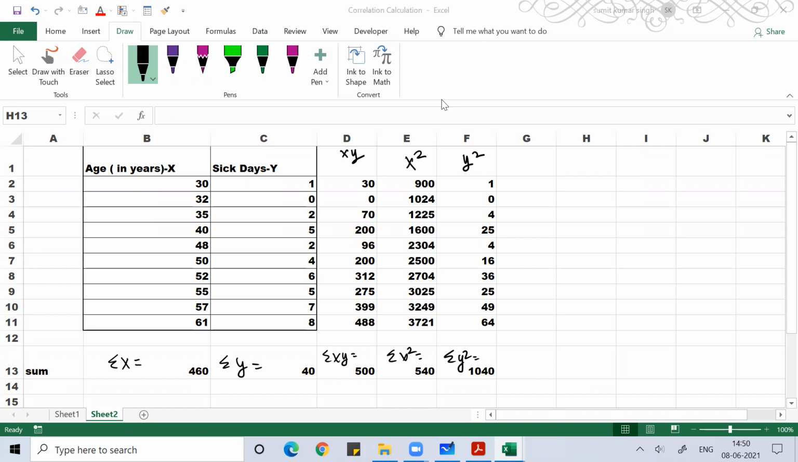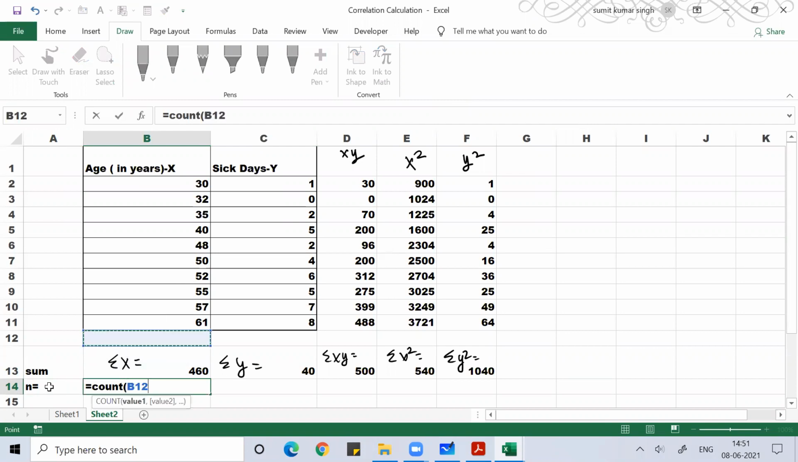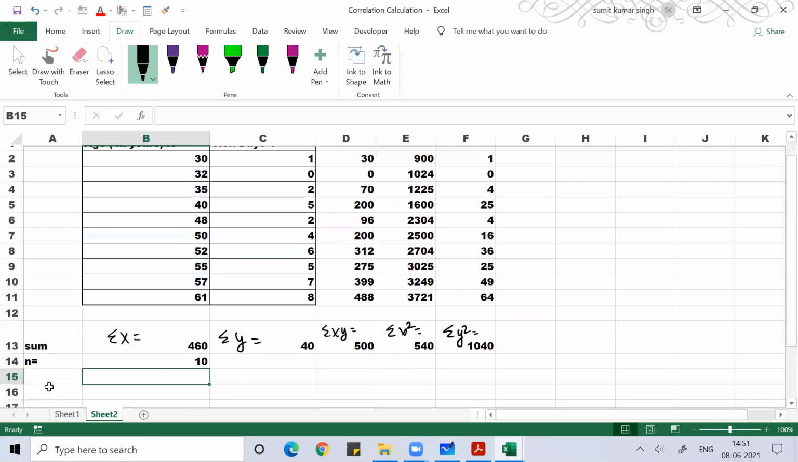I'm just trying to use this to save our time so that we can do more, because we have very limited time, a 1 hour class. If I start explaining each step and writing on the normal board, we will end up wasting a lot of time. Just to save that, I'm doing it in MS Excel. So I got sum of xy, sum of x square, sum of y square, sum of x, sum of y. What is n? n is the number of terms. So n is equal to the count, which is total 10 terms.